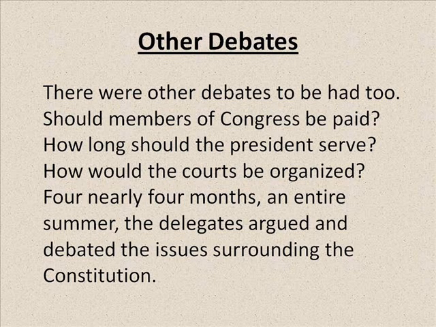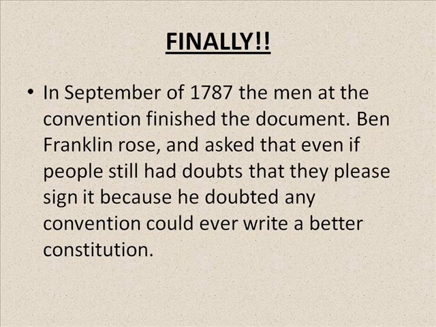For nearly 4 months, an entire summer, the delegates argued and debated all of these issues surrounding the Constitution, such as how many people should be on the Supreme Court, how much power should the president have, even what should be the president's official title. At the end of those 4 months, however, in September of 1787, the convention finally finished the Constitution.